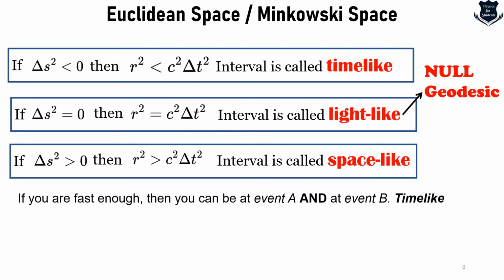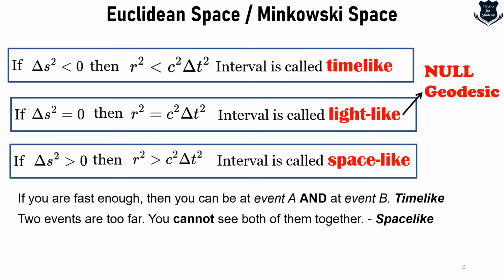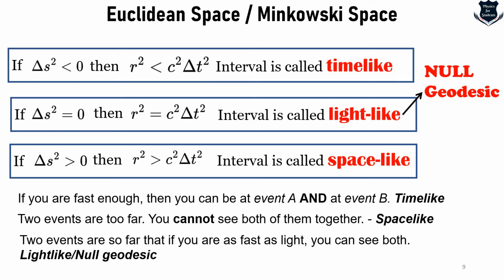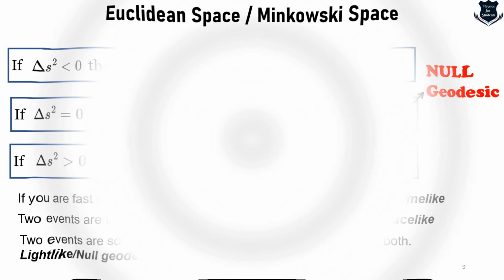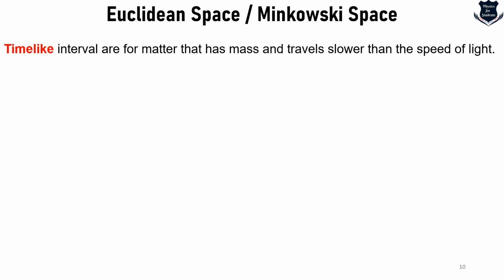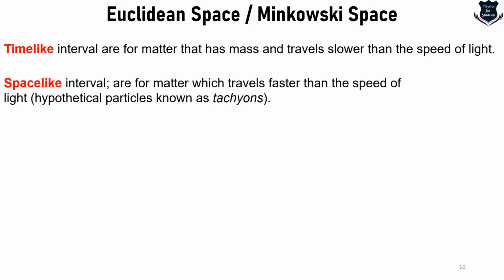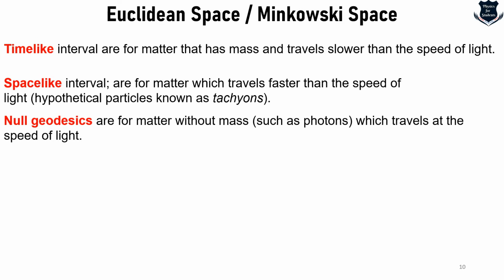So if you are fast enough, then you can be at event A and at event B, both simultaneously. That is called time-like. If the two events are too far, you cannot see both of them together. That means space-like. And if two events are so far that you would need to be as fast as the speed of light, that means light-like or null geodesic. And that is why we say time-like intervals are for matter that has mass and travels slower than the speed of light, like human beings. Space-like, as I told you, is for matter that travels faster than the speed of light, hypothetical particles, tachyons. And null geodesics are for matter without mass, such as photons, which travel at the speed of light. Although technically photons do have a relativistic mass, but anyway, just for understanding.